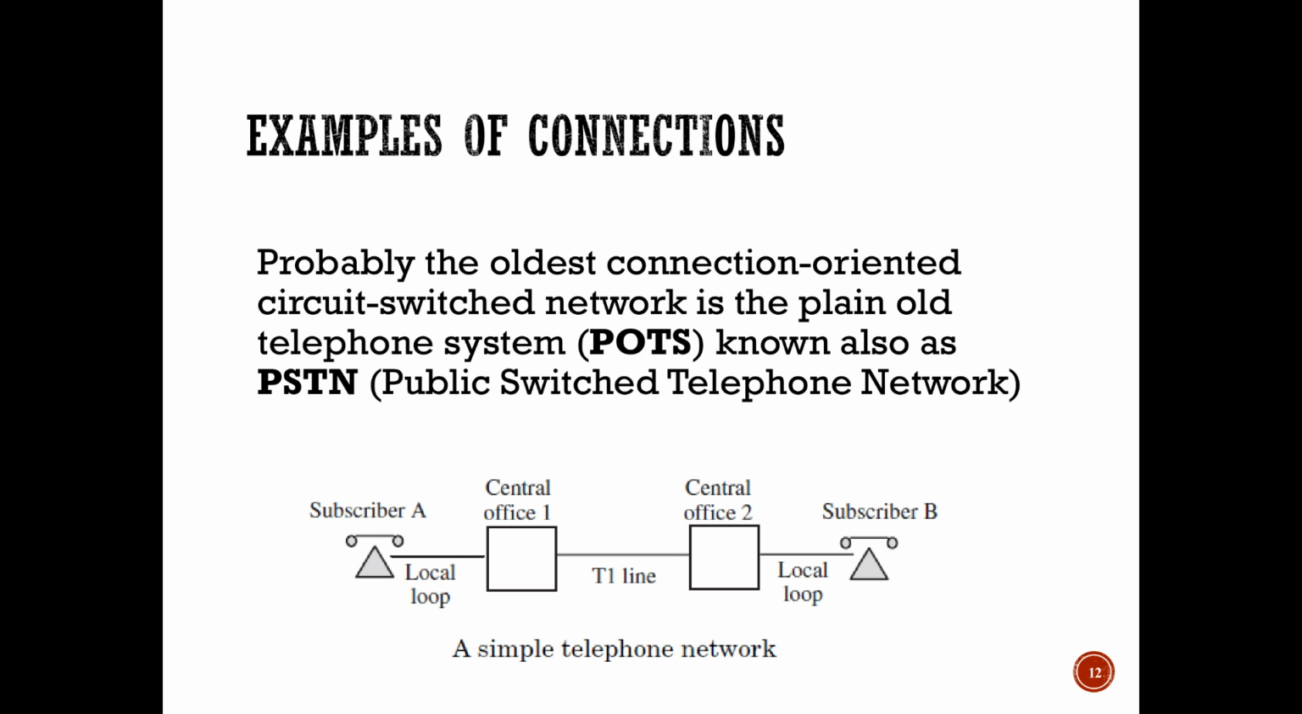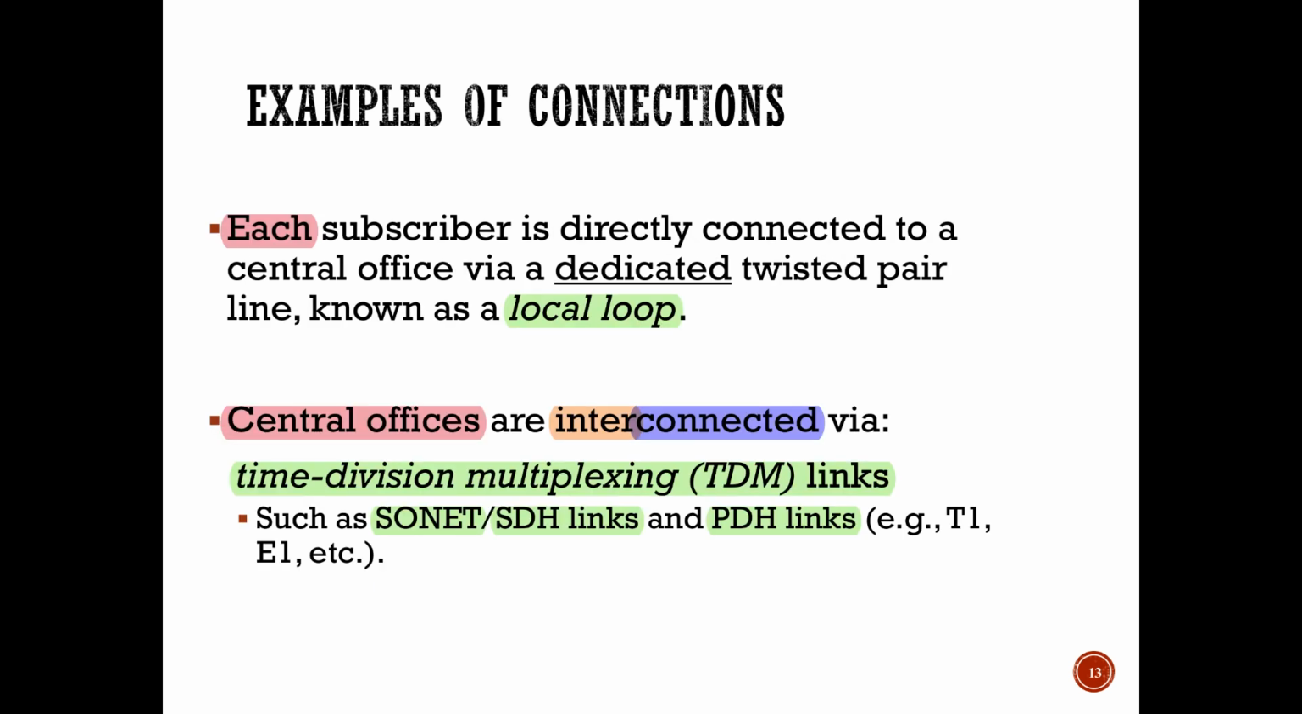Examples of connections. Probably the oldest connection-oriented circuit-switched network is the plain old telephone system, POTS, known also as PSTN, Public Switched Telephone Network. Each subscriber is directly connected to a central office via a dedicated twisted pair line known as a local loop. Central offices are interconnected via time division multiplexing, TDM, links, such as SONET/SDH links and PDH links, for example T1, E1, etc.